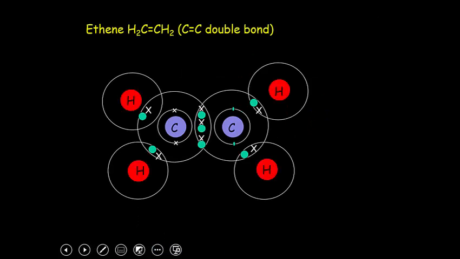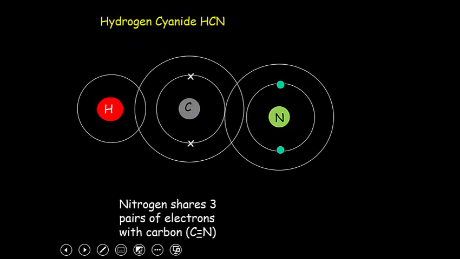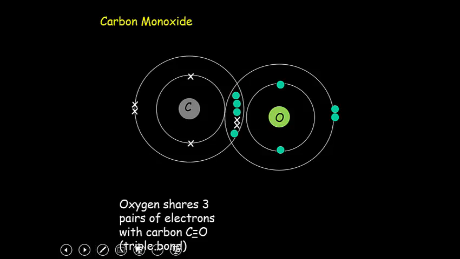Okay, here we've got the ethene diagram. It's actually got 1 pair too many electrons in the middle there. We've got ethyne, another one with a triple bond. Hydrogen cyanide, very deadly. Do not consume. And again, we've got a triple bond in there. And carbon monoxide, which again has that full outer shell with a triple bond.